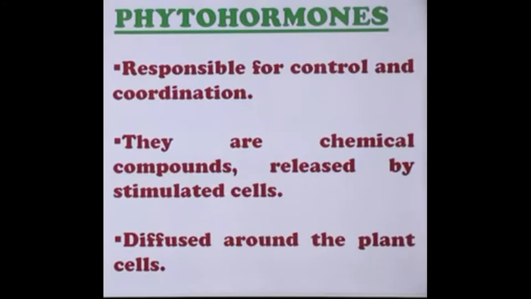Need of phytohormones in plants. These hormones are responsible for control and coordination. They are the chemical compounds released by stimulated cells, and they diffuse around the plant cells.